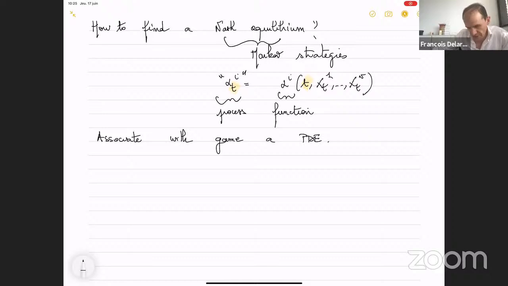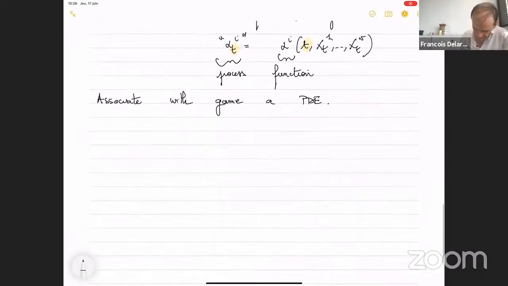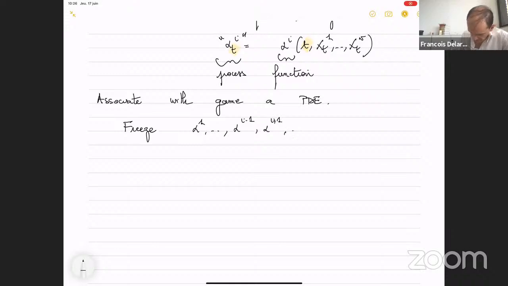And so the way you do this is to say that you freeze the feedback functions of n-1 players, and then you compute the best reply, or the best response, of the remaining player. So to find this PDE, in fact, it's going to be a system of PDEs. So you freeze alpha 1, ..., alpha I-1, alpha I+1, ..., alpha n.